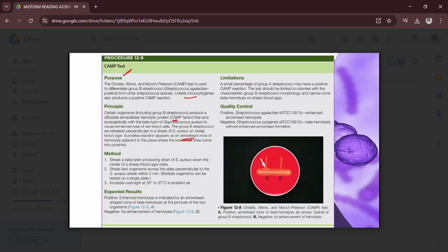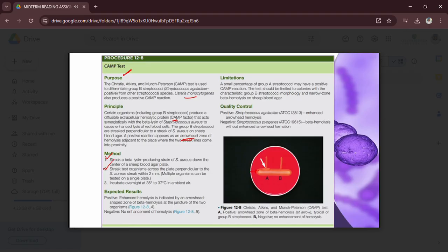So, anong ibig sabihin nun? Dito kasi sa methodology natin of your CAMP testing, first, magsistreak ka ng beta-lysin producing strain of your S. aureus. So, ibig sabihin, capable siya dapat mag-lyse because you're going to use that as an indicator. Papunta doon yung organism mo. So, magsistreak daw muna tayo ng line nasa gitna, one streak of your S. aureus na nagkukos ng beta hemolysis.